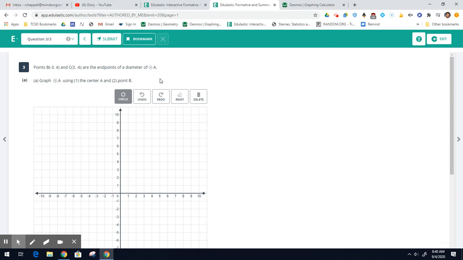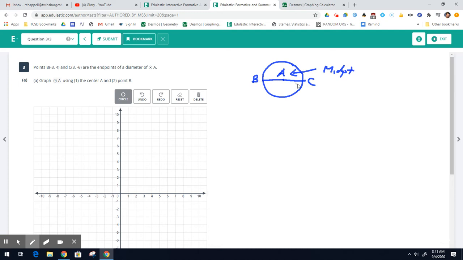Well, we don't know where point A is yet. We need to find that first. Well, let's draw a circle real fast and talk about the endpoints of a diameter and the center. So here's my circle. Here is my center. Call it A because it's circle A. And then let me just draw a diameter going straight across. So this would be B and this would be C. So my question is, where is A located in terms of B and C? Well, A is located smack dab in the middle.